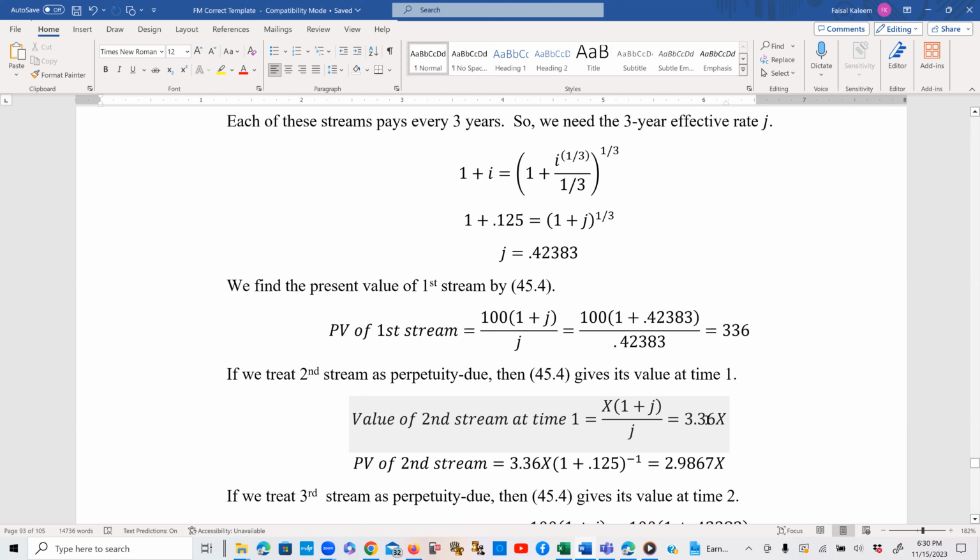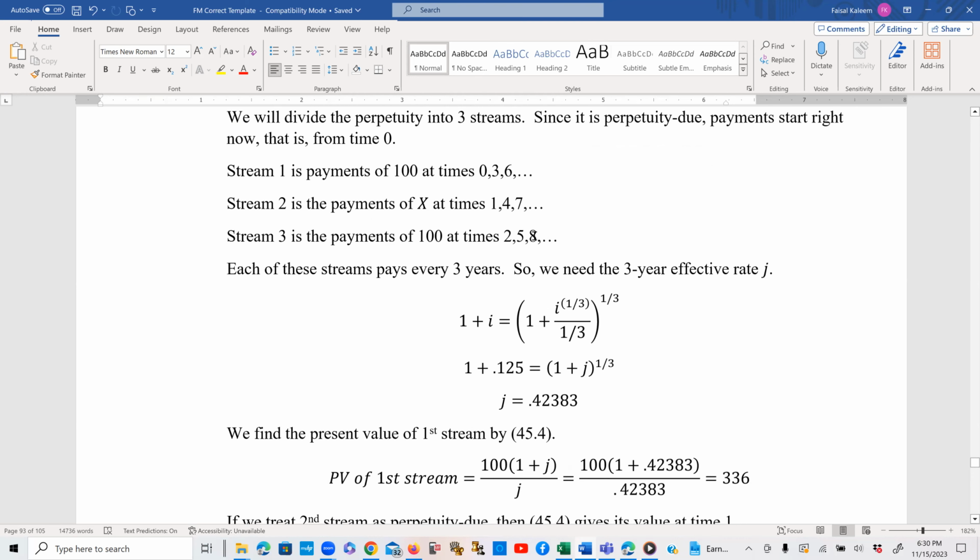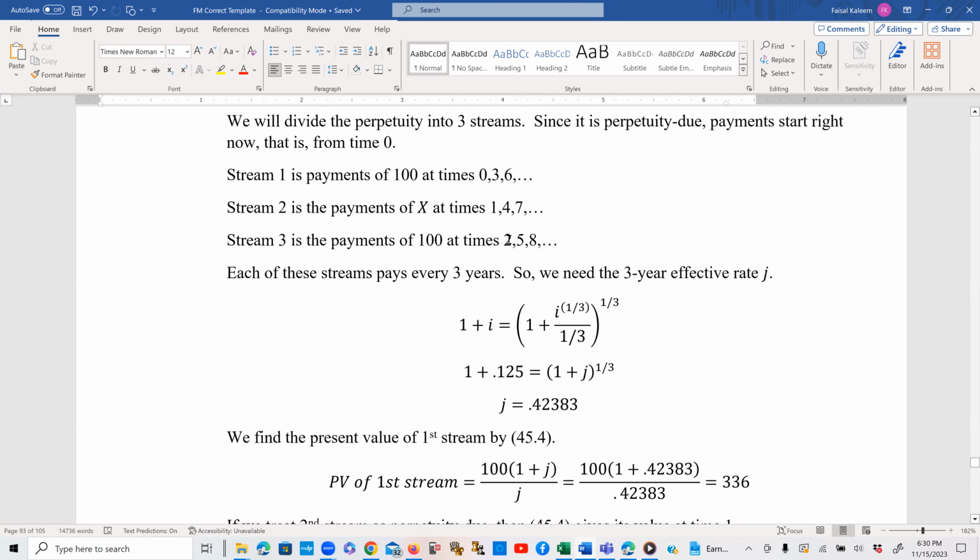And now we need to bring it back to time 0. The first stream was already at time 0 because we didn't need any adjustment once we applied the formula. But since the second stream starts at time 1, to bring it to time 0 you multiply it by 1 plus the interest rate to the power -1, to bring it from time 1 to time 0. And so it ends up being 2.9867x.